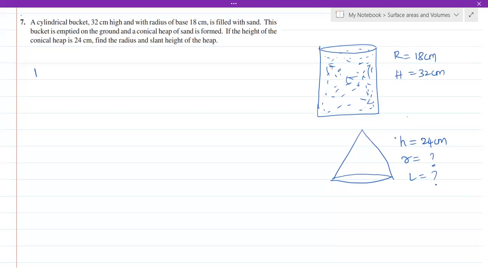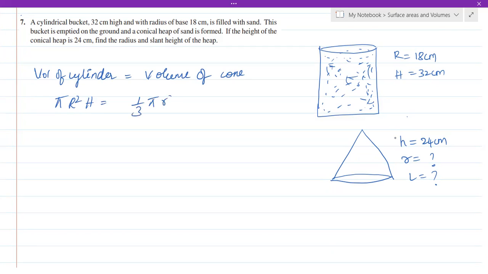So therefore, volume of cylinder is equal to volume of cone. So volume of cylinder is given by the formula pi capital R square, capital H. Volume of cone is 1 by 3 pi small r square, small h. So pi and pi get cancelled.